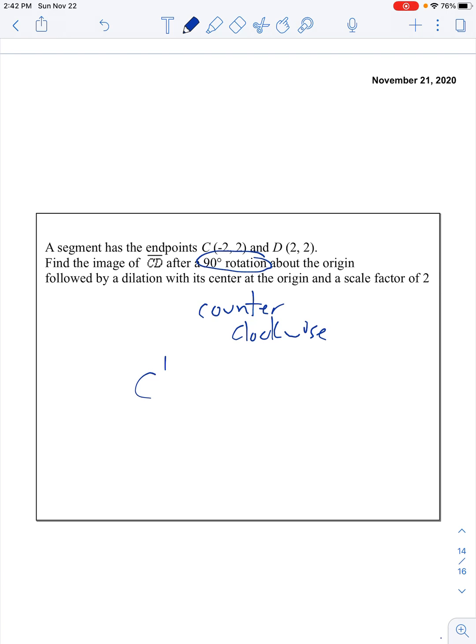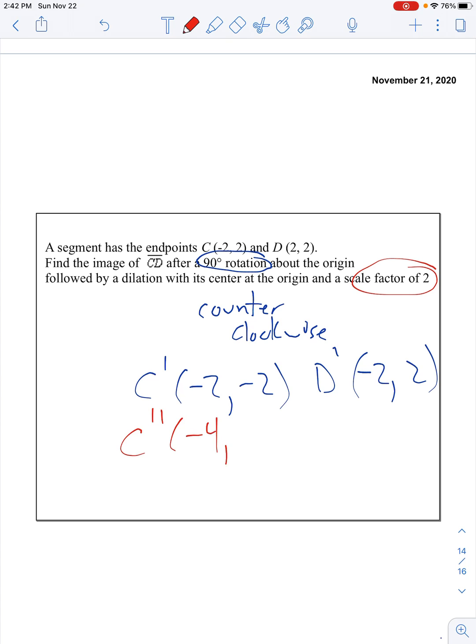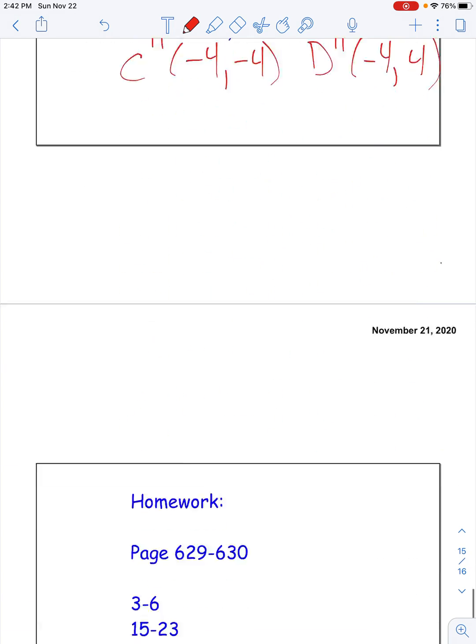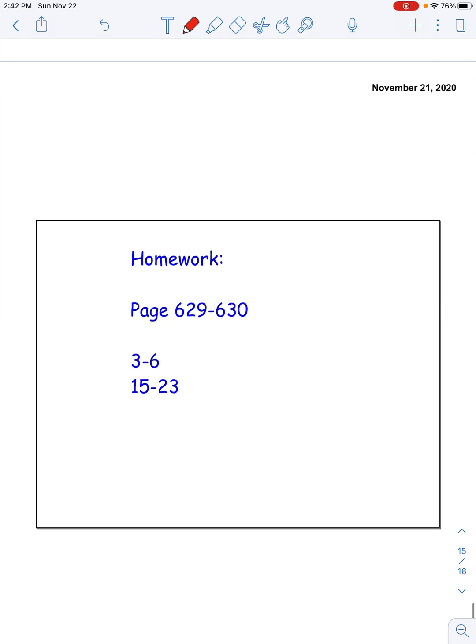So for C prime, we're going to flip them and change the sign of the new x. For D prime, we're going to flip them, change the sign of the new x. Then we do a dilation with a scale factor of 2. So for C double prime, it's -4, -4. And for D double prime, it is -4, 4. That was the last example there.